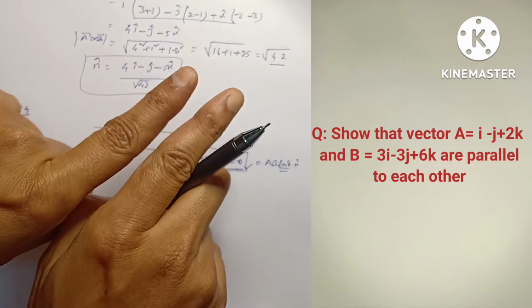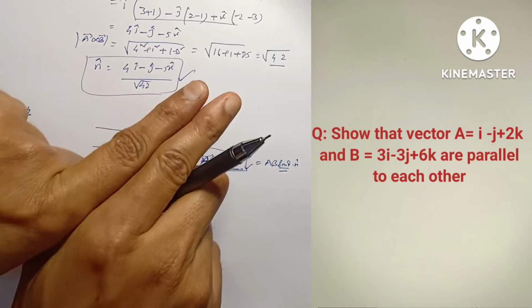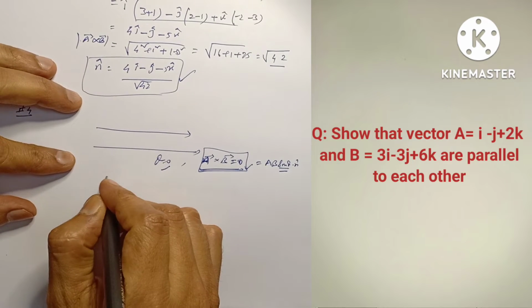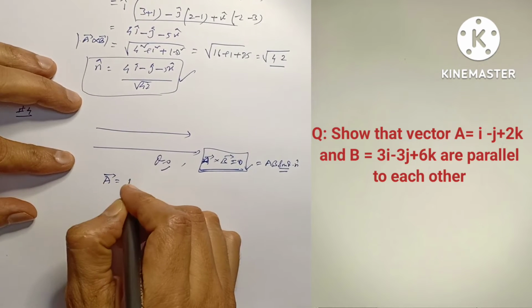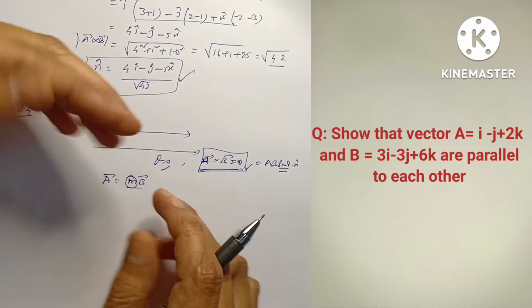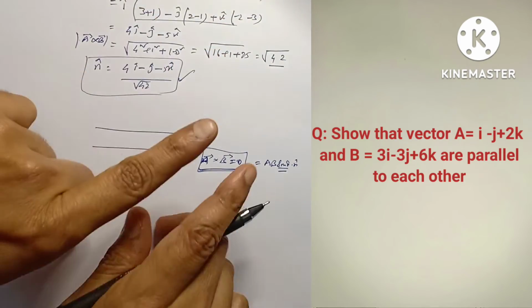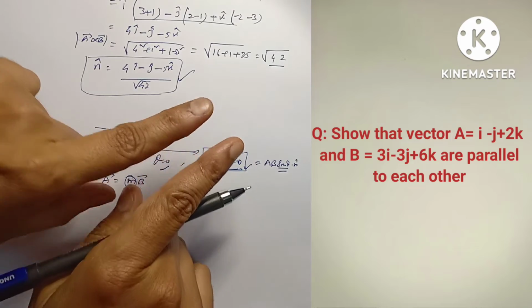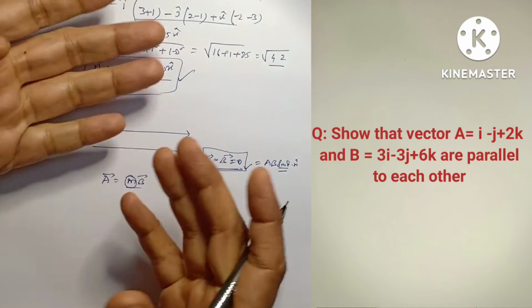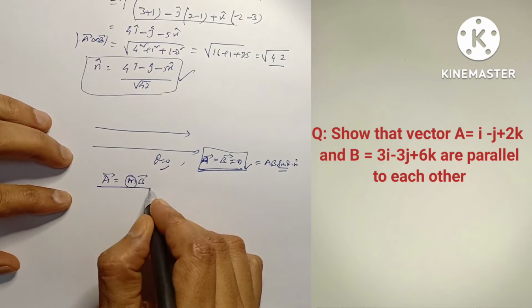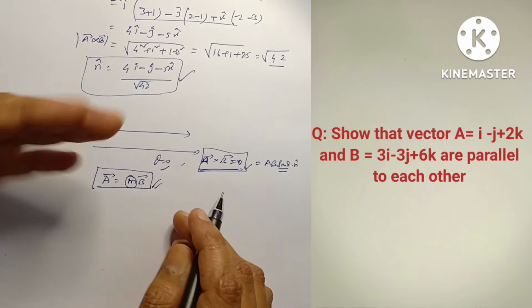The second process: if both are parallel, there is a linearity and a multiplication factor such that a equals m times b vector, because the length is just a number. So if they are parallel, one will be some multiple of the other, and this is the condition for two parallel vectors.